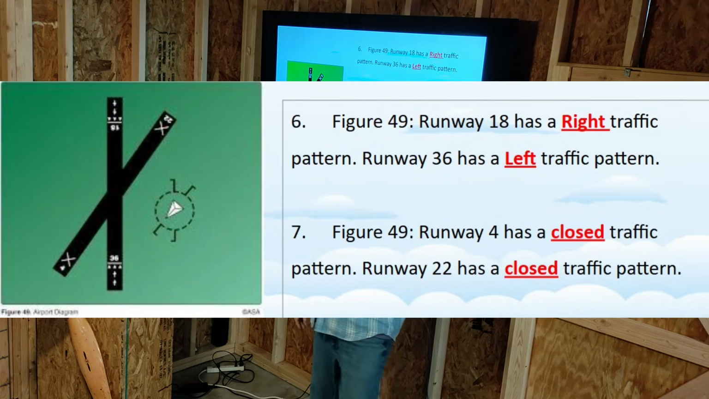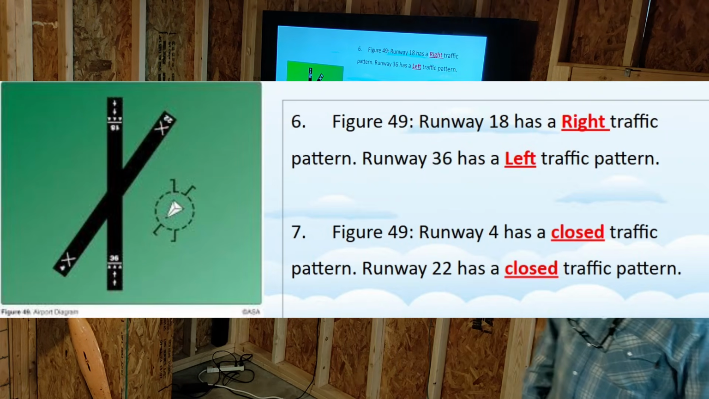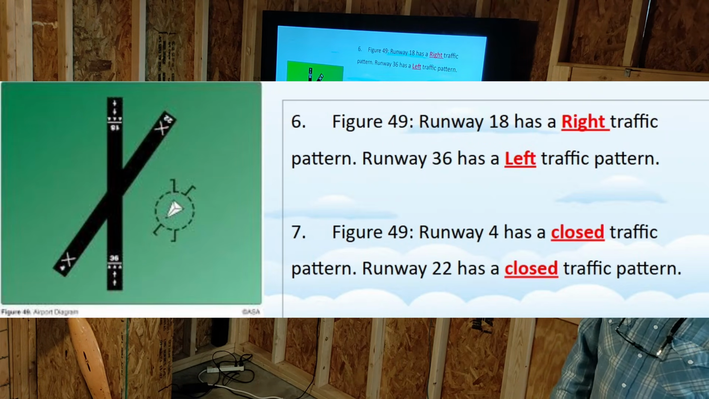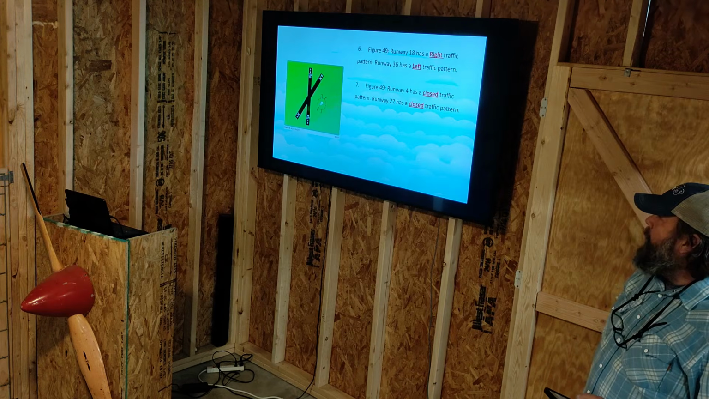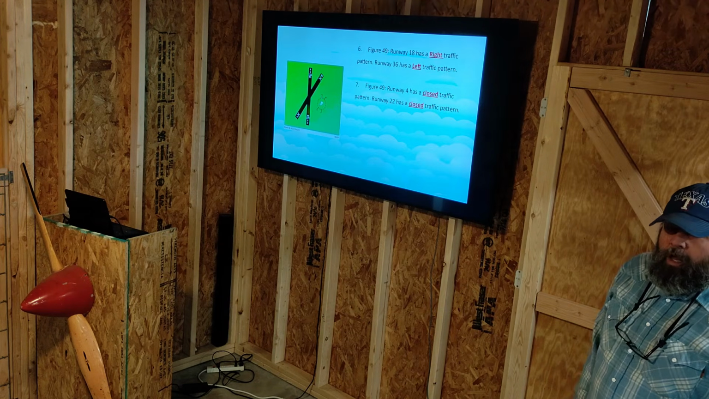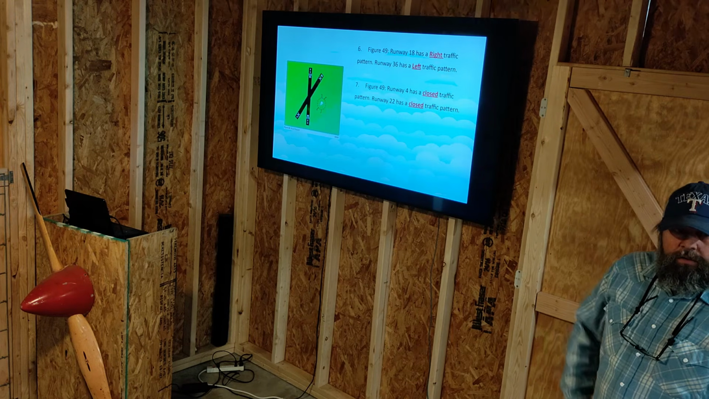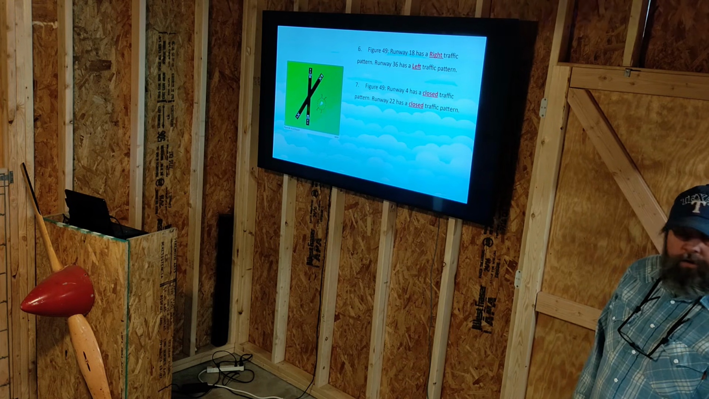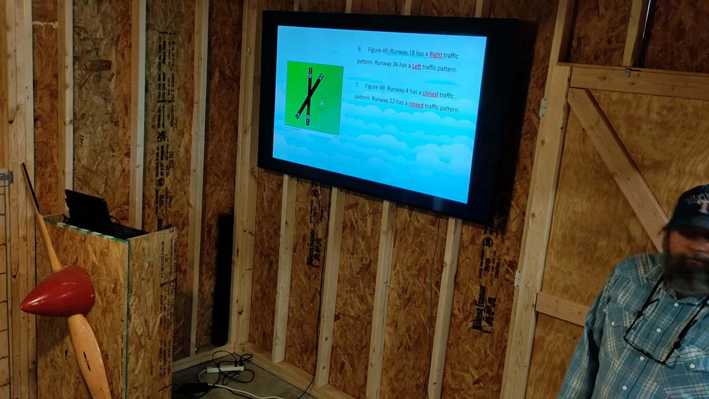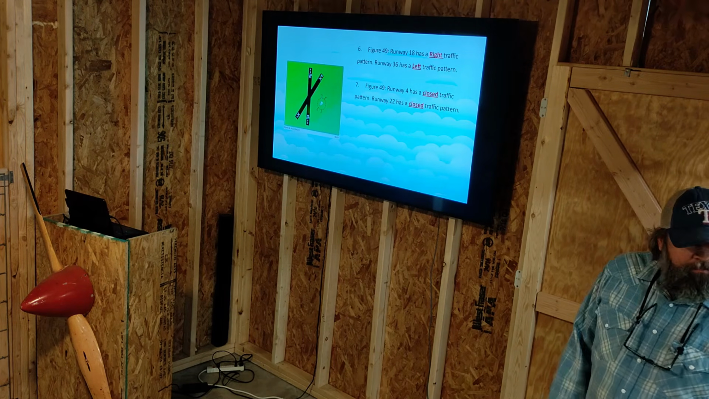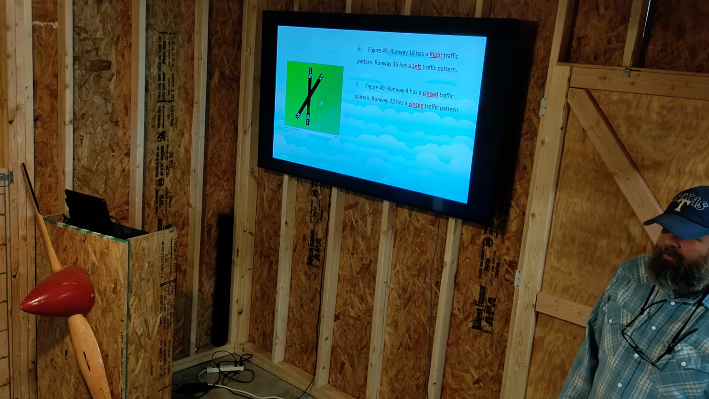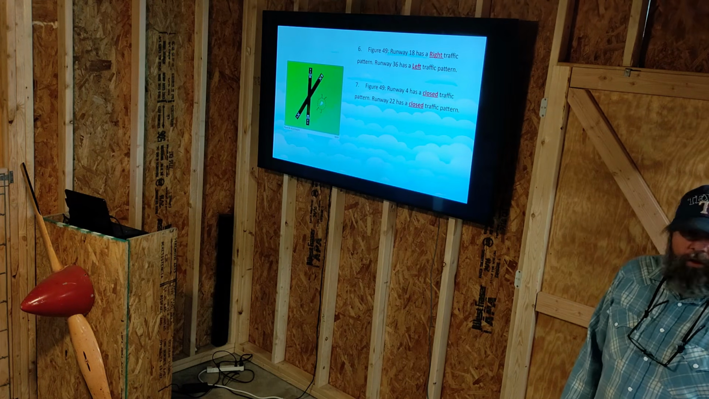What about runway 4 and 22? They have a closed pattern, right? We already established that. Can you fly those traffic patterns when a runway's closed for training? So you just want to go up there and practice patterns. Yes, but you cannot land. You're correct. Is that a good idea? No. It's probably not a good idea. If the runway's closed, you probably should just stay out of there altogether, right?